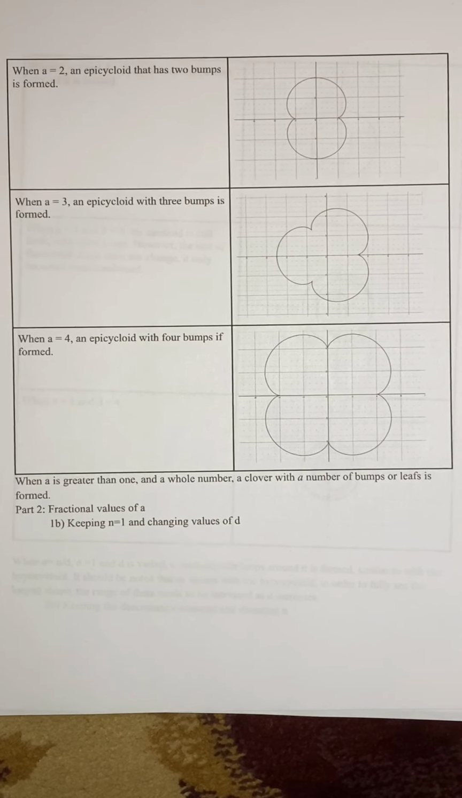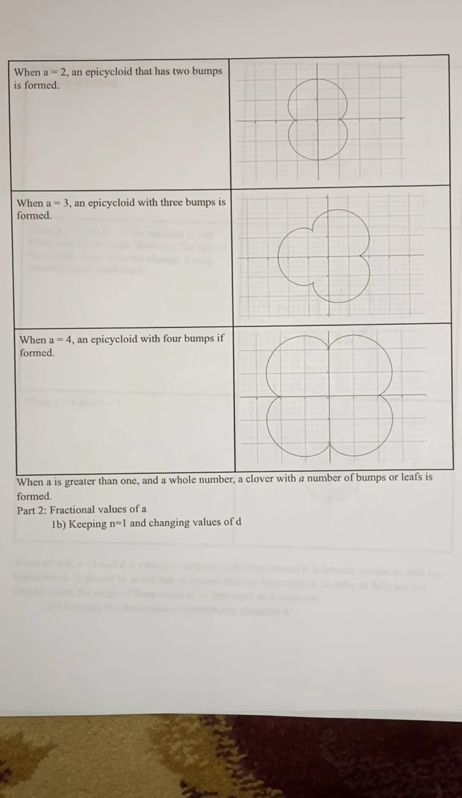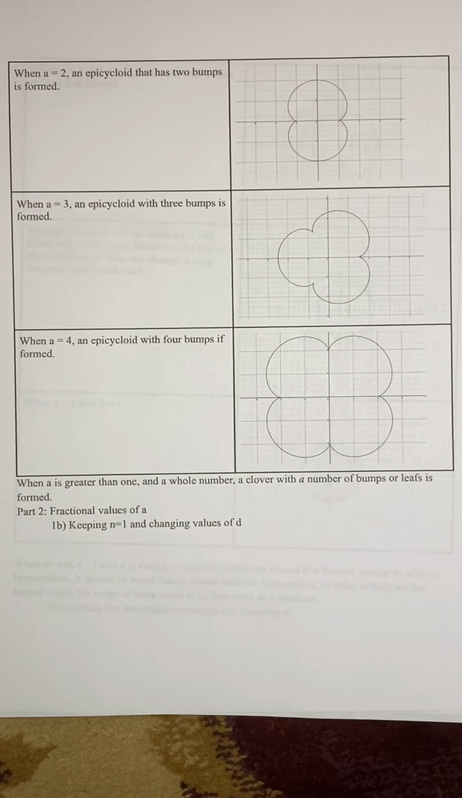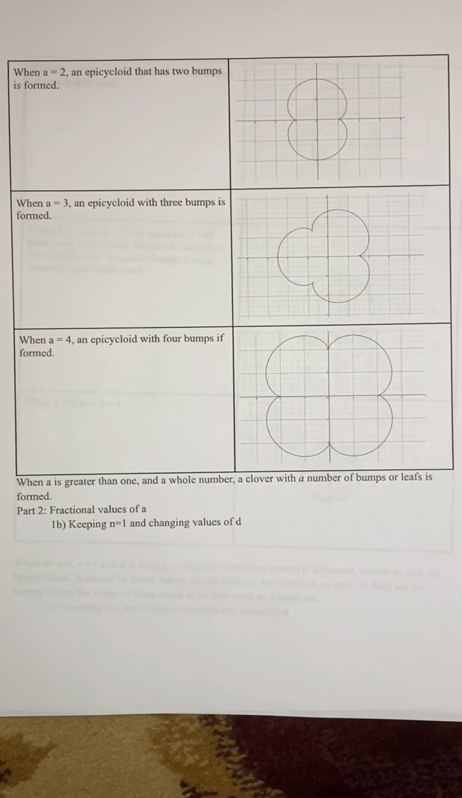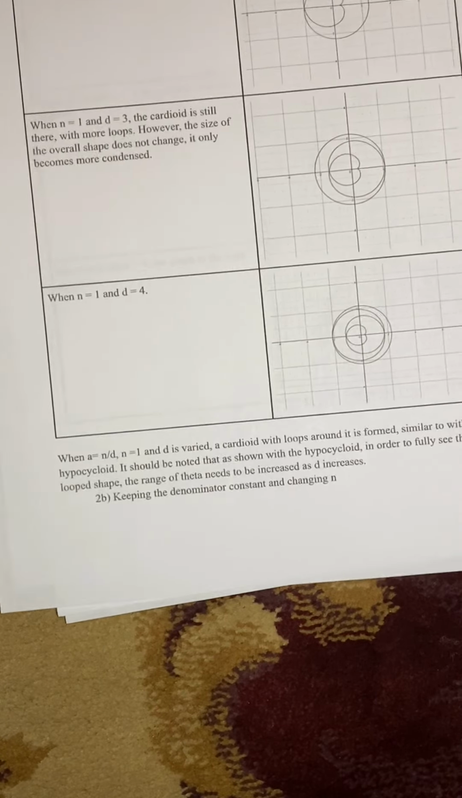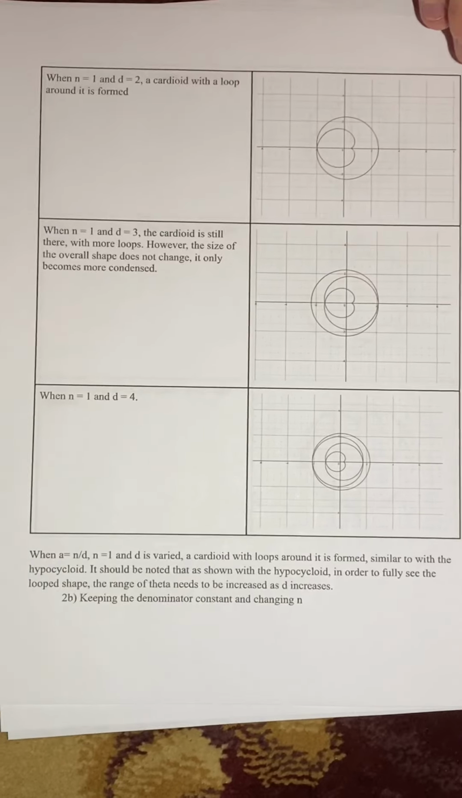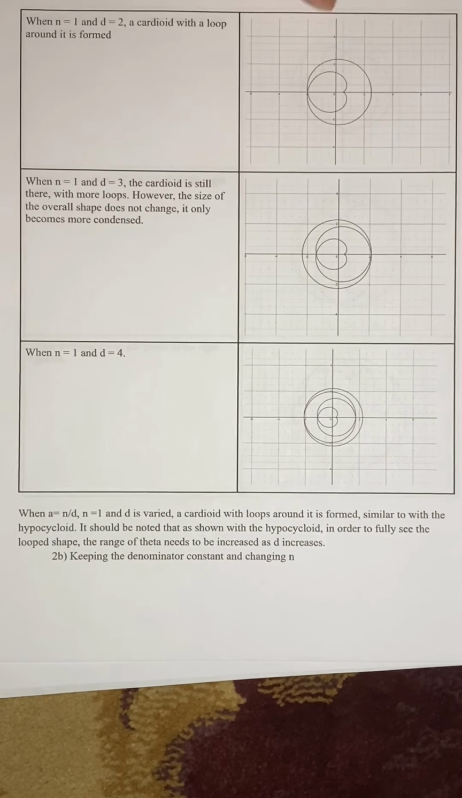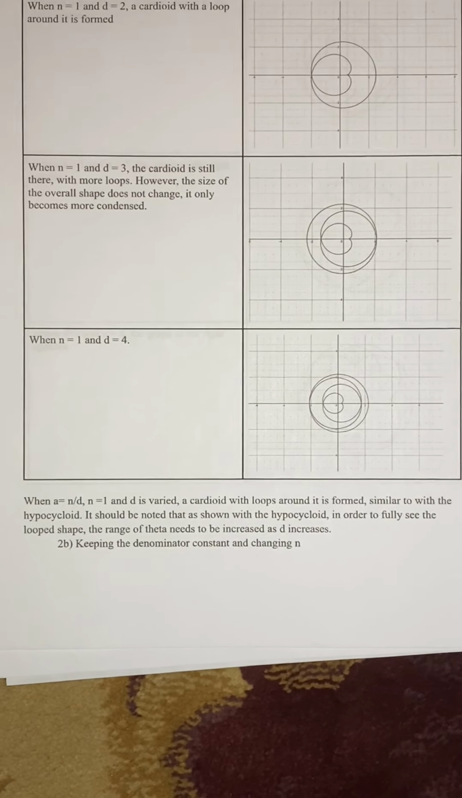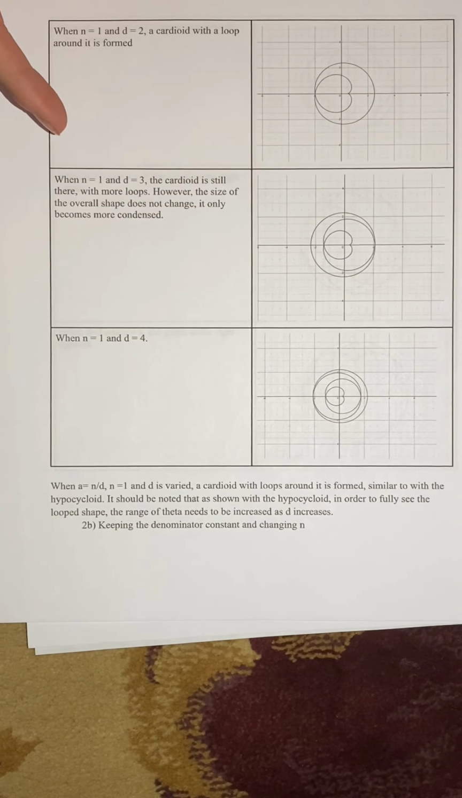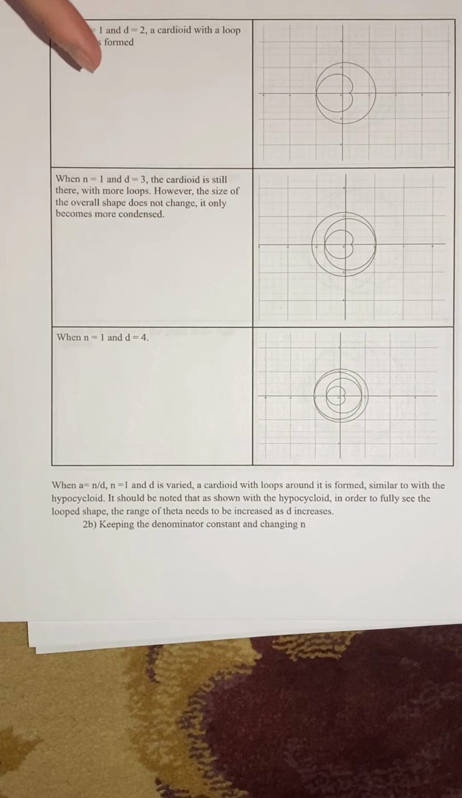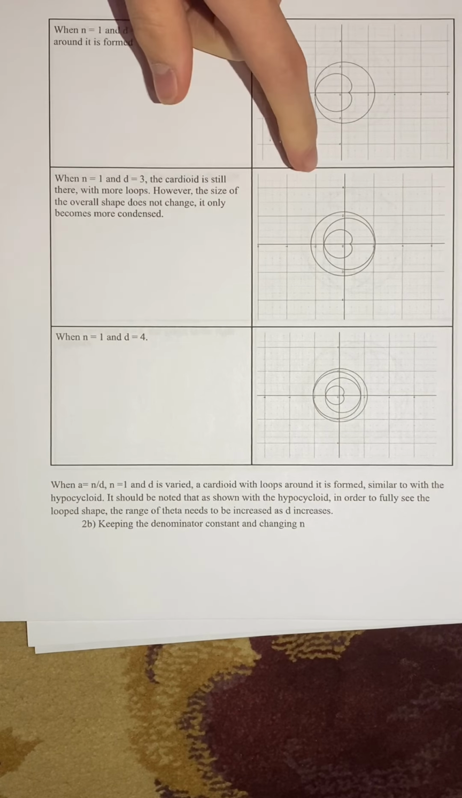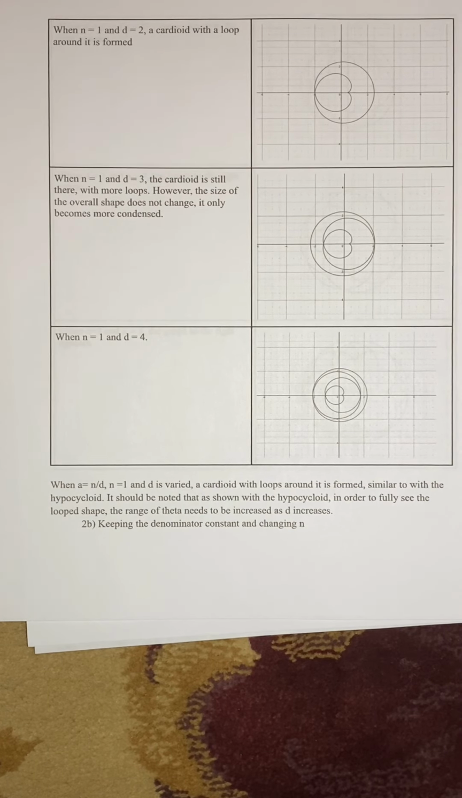Question 6, part 2, fractional values of a. Keeping n as 1 and changing the values of d. For the first example, when n equals 1 and d equals 2, a cardioid is formed and a loop is formed around it. For the next example, when n equals 1 and d equals 3, we can see that the cardioid and its loop still remain. However, there is another loop on the outside of it.